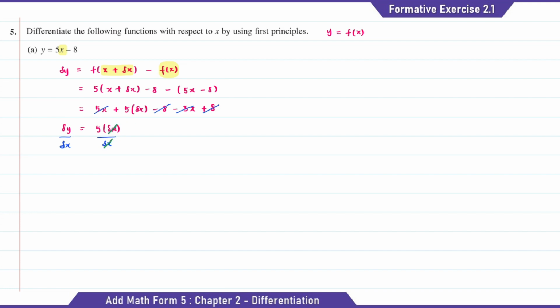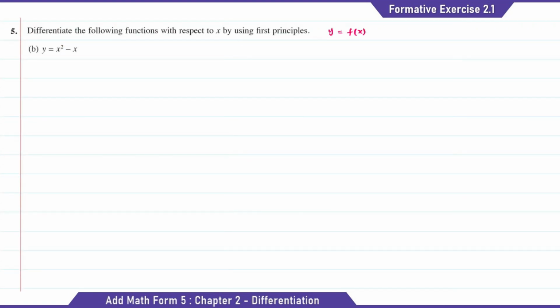Then the delta x here will be cancelled. Then delta y over delta x is equal to 5. To find dy/dx, we're going to substitute the delta y over delta x here with 5. So here, as we don't have delta x to replace with 0, dy/dx is equal to 5.